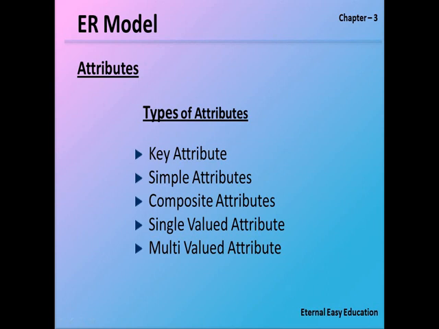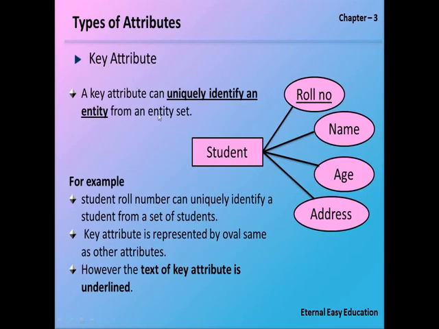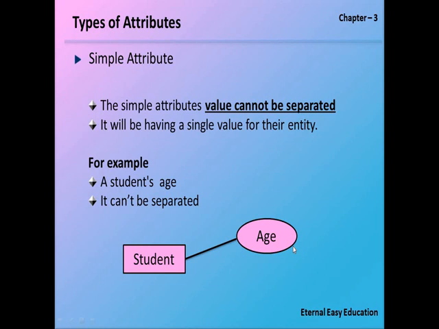Types of attributes: key, simple, composite, single value, multi-value. Key attribute means the attribute uniquely identifies the entity. A single roll number is for a student, so a roll number can uniquely identify a student from a set of students. Key attribute is represented by an oval, same as other attributes, but the text of the key attribute is underlined in the ER diagram.